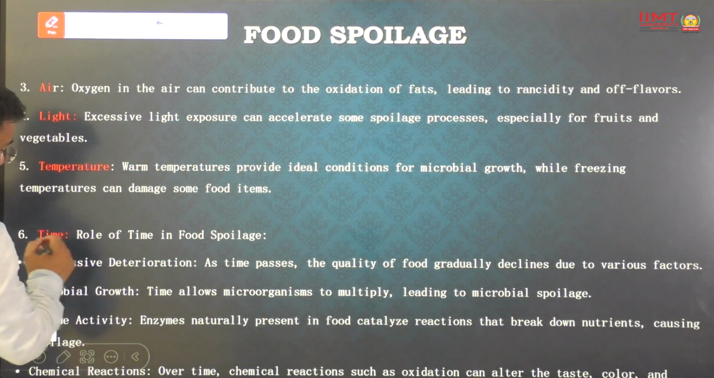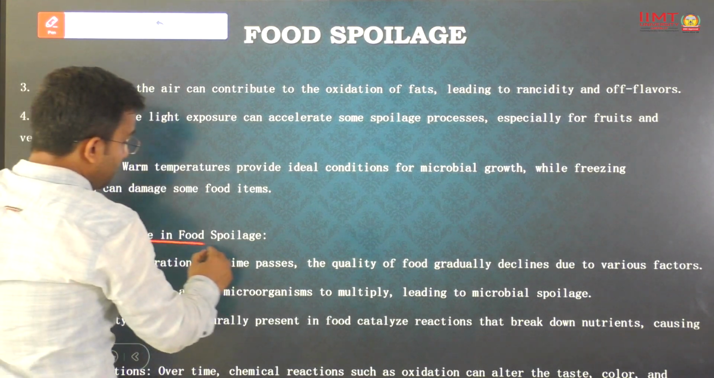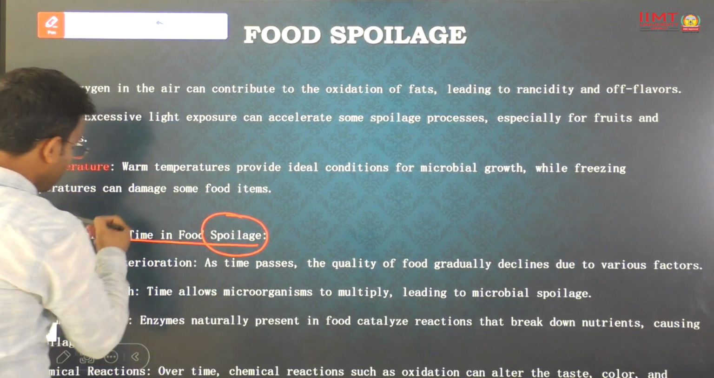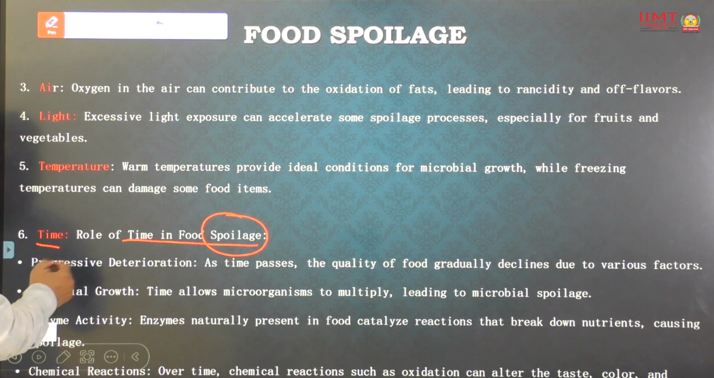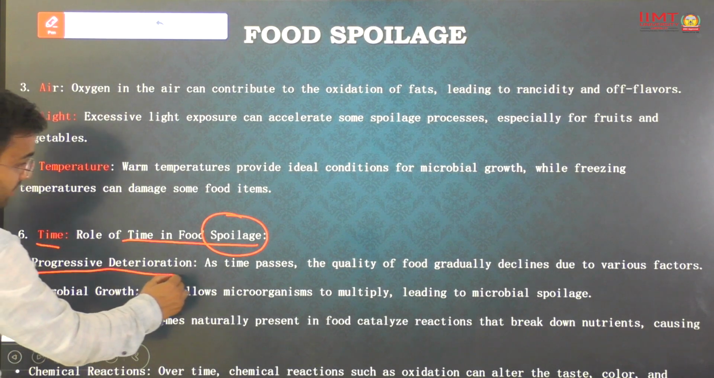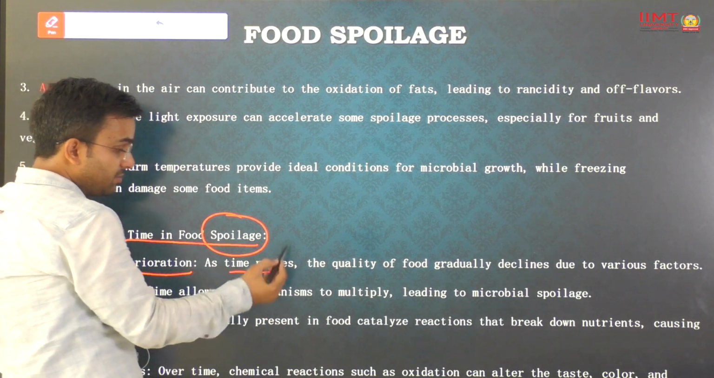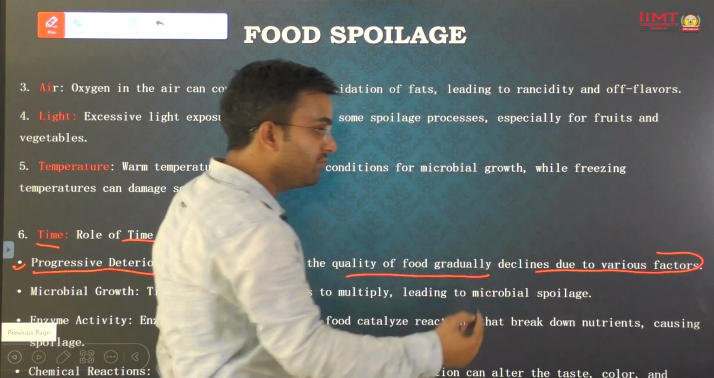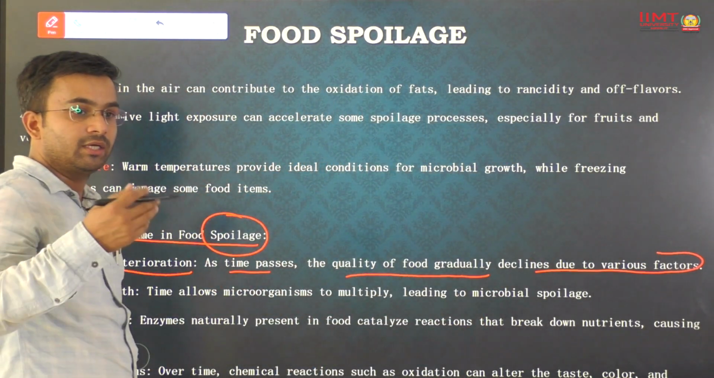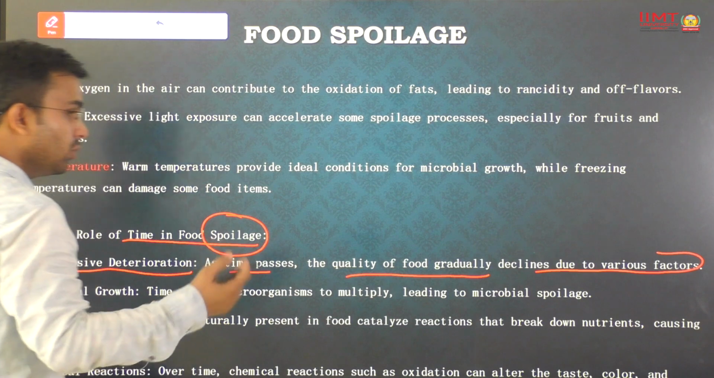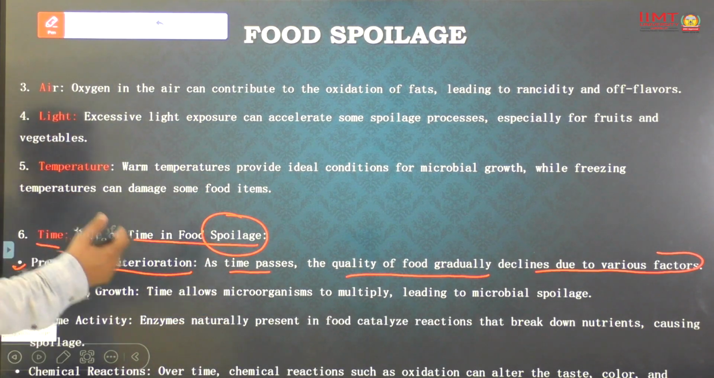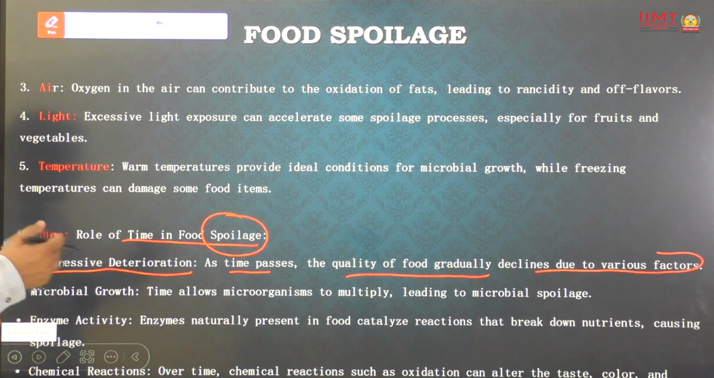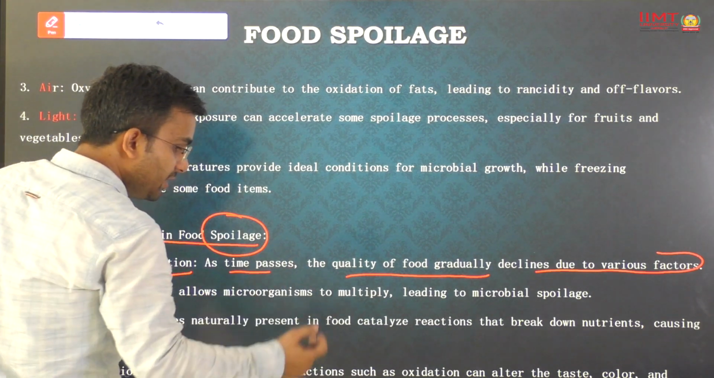Next is time. The role of time in food spoilage is also crucial. Time brings progressive deterioration, as the quality of food gradually declines due to various factors. If we store or leave the food products for a long time, the quality gradually deteriorates.